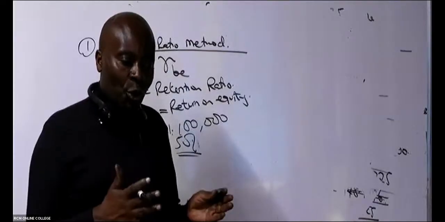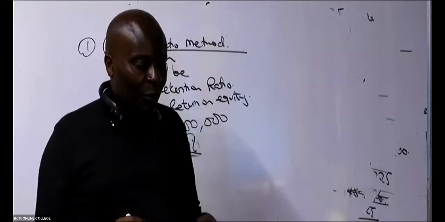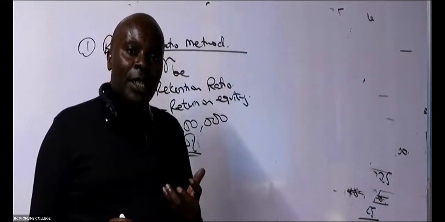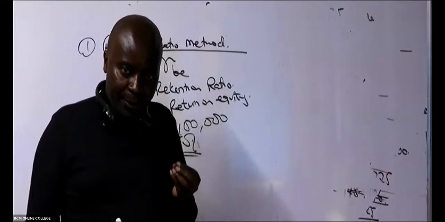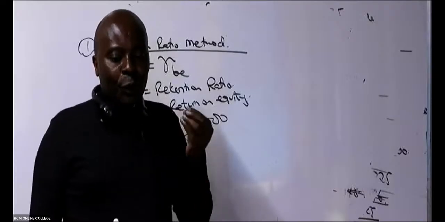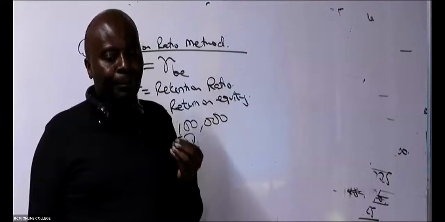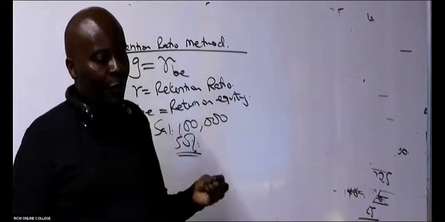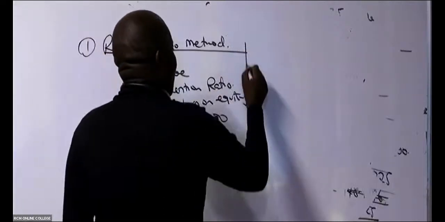If you want to grow, growth rate is a function of two things. Retain something with yourself and invest it in equities which are having a return. So growth will be a function of two metrics: you retain, and then you invest in equities giving you a return. So this is very, very important.